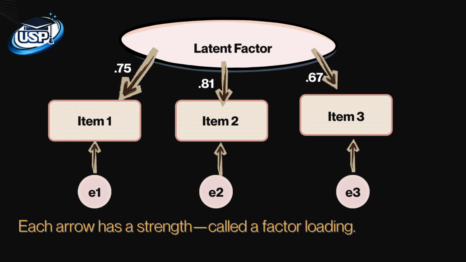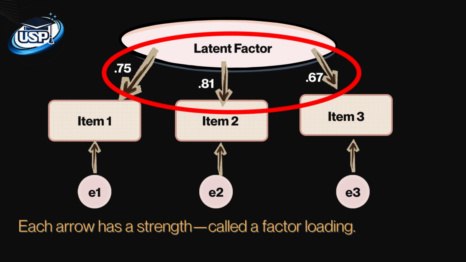Now you could see these figures beside the arrows from the latent factor to the item. They are known as factor loadings. What it basically means is that a unit change in the latent factor causes this much change in the items, or the observed indicators.